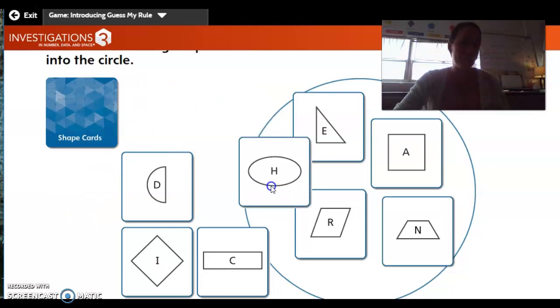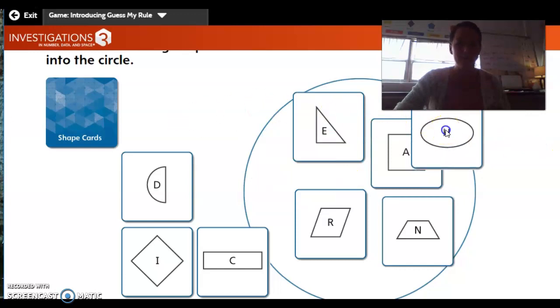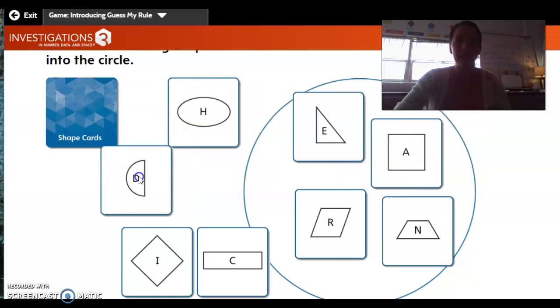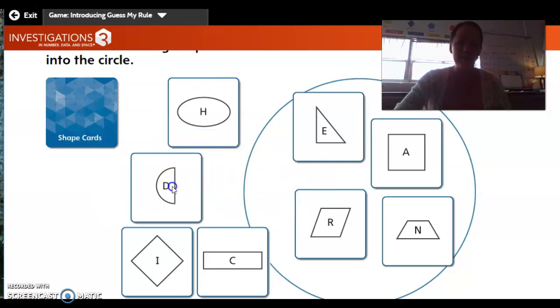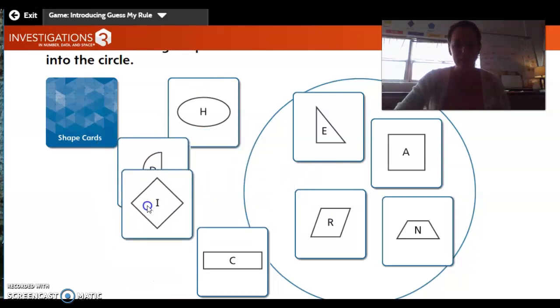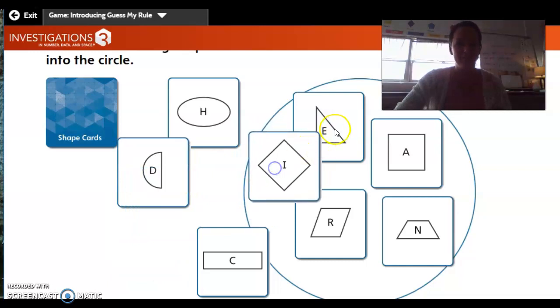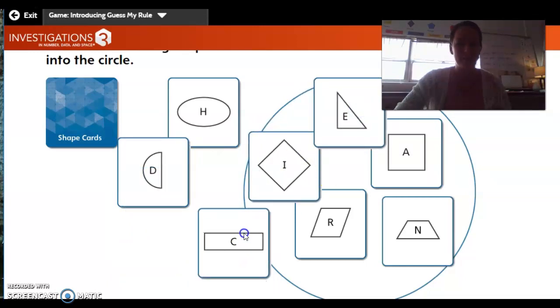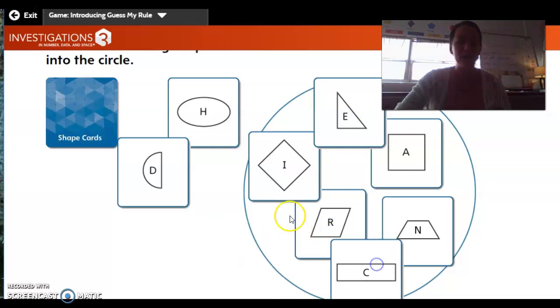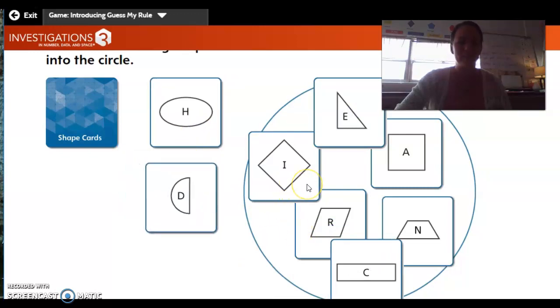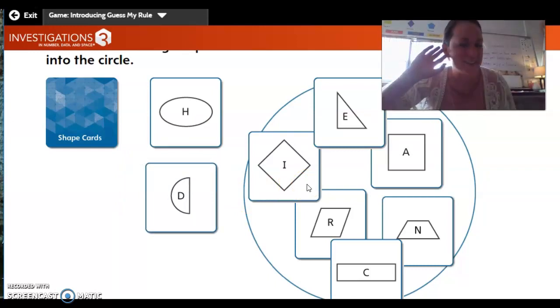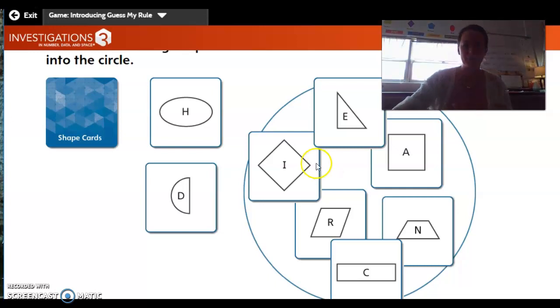So let me ask you, if I wanted to put this shape in my circle, would it fit my rule? No, so I'm gonna leave it outside. Now this one, would this fit my rule? No. How about this one? Yeah. What about this one? Yes. So my rule, what do you think my rule is? Shapes that only have what? Straight sides. Good job.